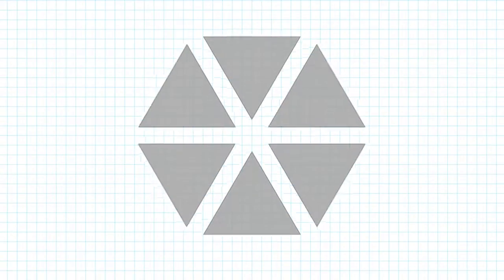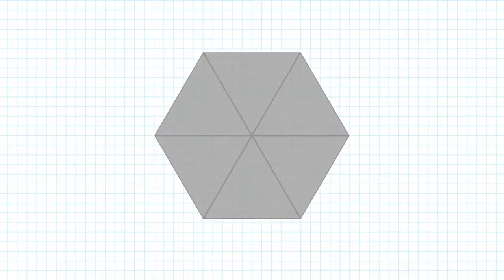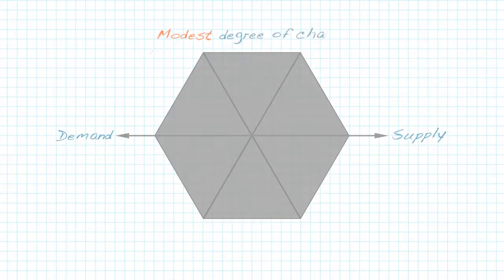The framework's shaped like a hexagon, and let me help you decode that. In the same way that economics is about demand and supply, so is this framework. On the x-axis, we have demand on the left and supply on the right. And the top and the bottom of the framework are about change. The top represents a modest degree of change in the nature of supply and demand, and at the bottom, we see an extreme degree of change. Let's walk through each segment, and then we'll talk about how to use it as a whole.